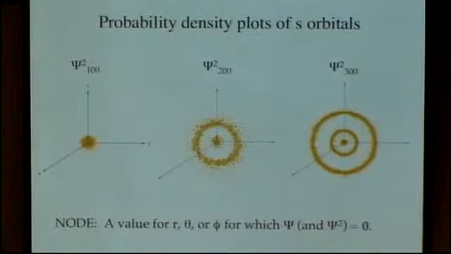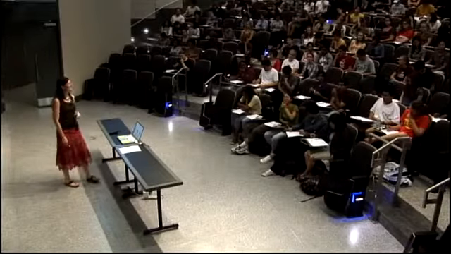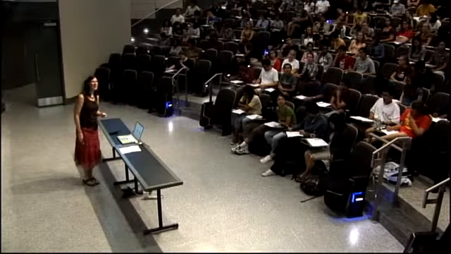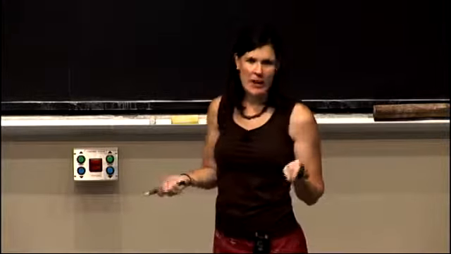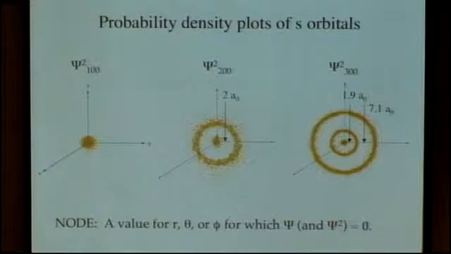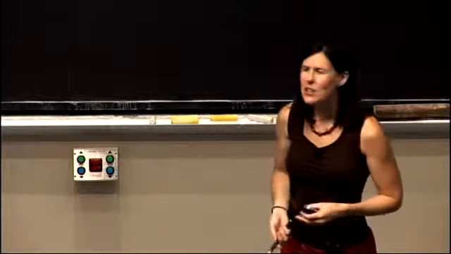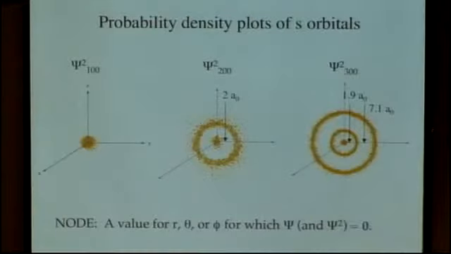And then, for example, how many nodes do we have in the 3s orbital? 2. That's correct. So we have 2 nodes in the 3s orbital. We can actually specify where those nodes are, which is written on your notes. For the 2s orbital, at 2 a0, so it's just 2 times that constant a0, which is the Bohr radius. And for the 3s, we have 1 at 1.9 a0 and 1 at 7.1 a0.